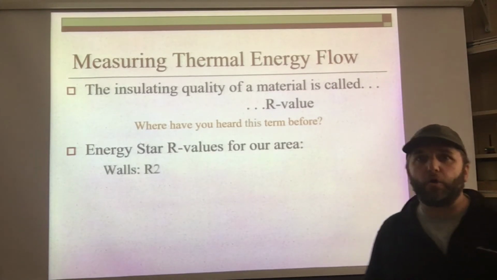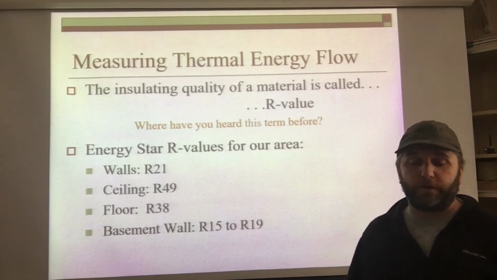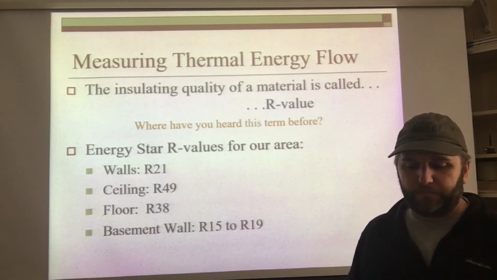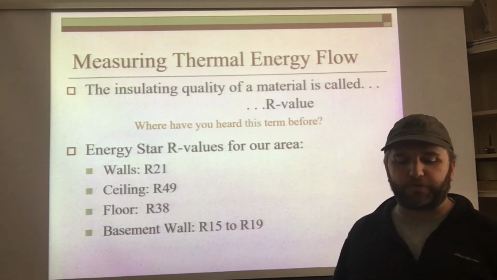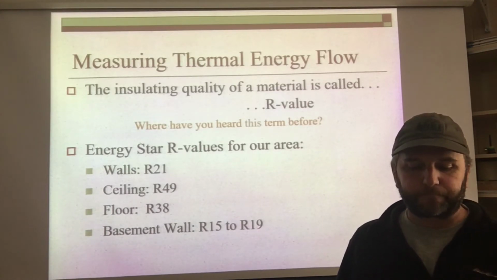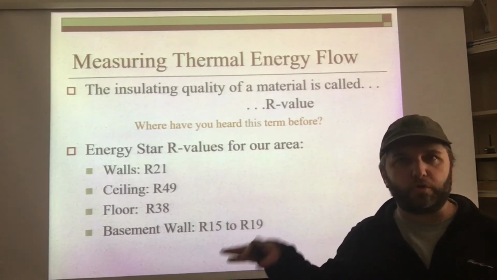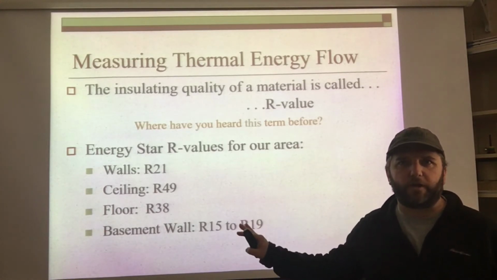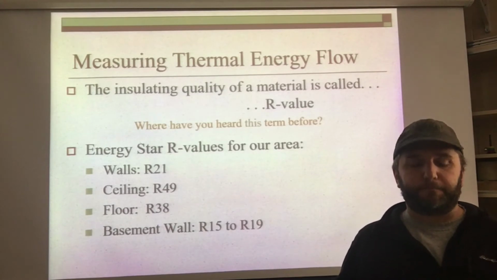Around here, they suggest R21 for walls, R49 for ceilings, R18 even in the floor, and then basement walls they're saying should be insulated around R15 to R19. Some of these, by the way, do have local codes, usually lower than this, almost always lower than this. These are the recommendations if you want to hit that bang for your buck sweet spot.